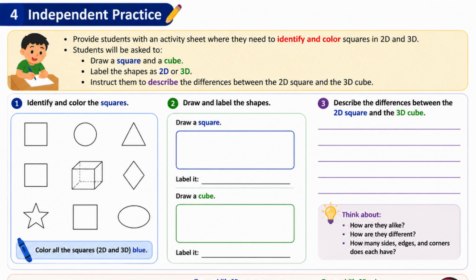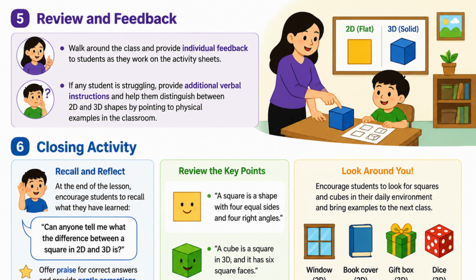We now proceed to review and feedback. Walk around the class and provide individual feedback to students as they work on the activity sheets. If any student is struggling, provide additional verbal instructions and help them distinguish between 2D and 3D shapes by pointing to physical examples in the classroom.